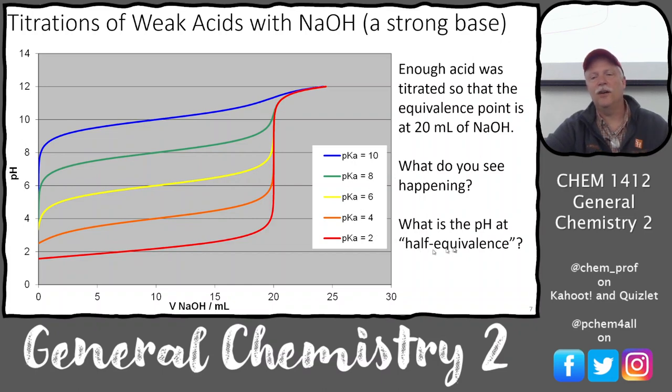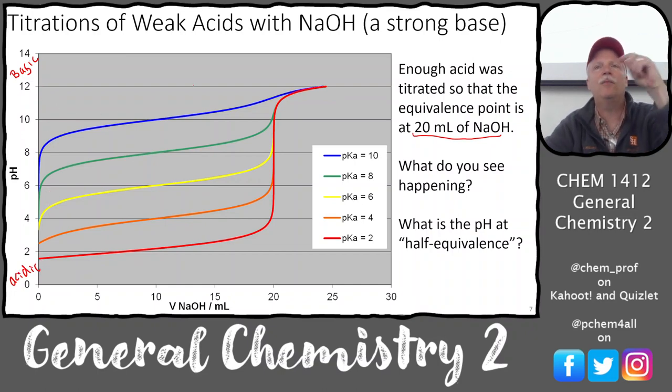So this is a pH curve. I had mentioned it earlier. It has a bunch of different weak acids titrated with sodium hydroxide, and enough acid was titrated so that the equivalence point would be at 20 mils of sodium hydroxide. So when it reaches 20 mils, you see this incredibly steep jump in pH. This is pH over here. This is a basic solution, and down here is acidic. So low pH is acidic, high pH is basic.